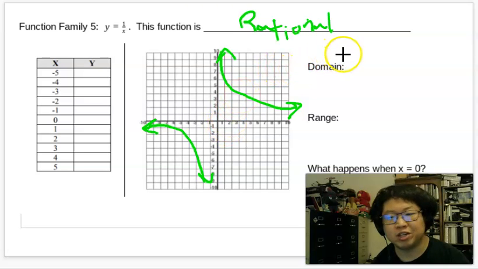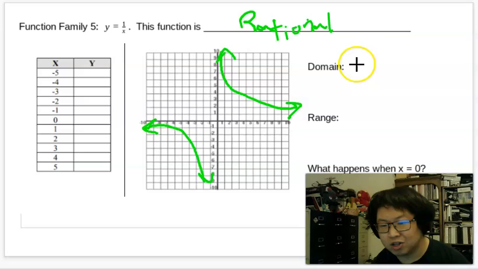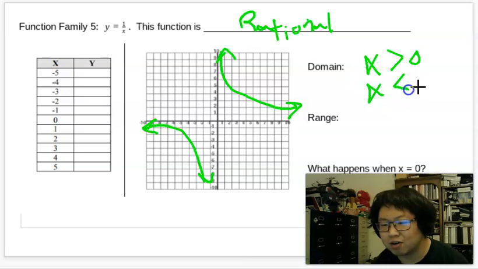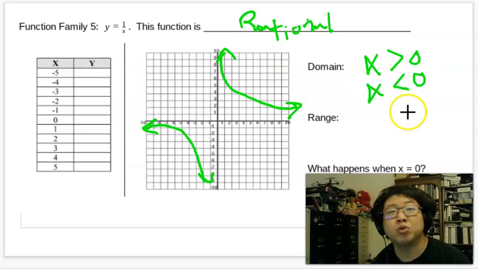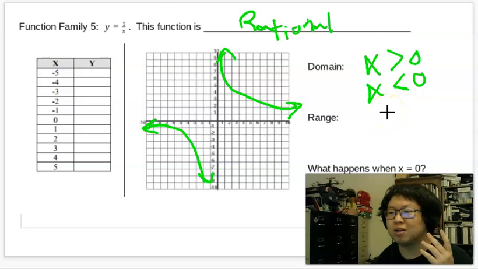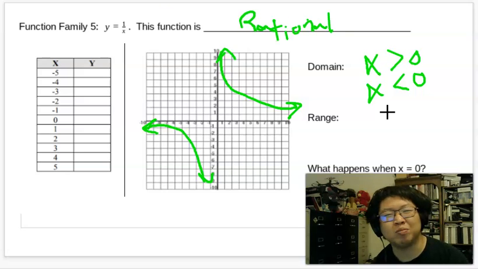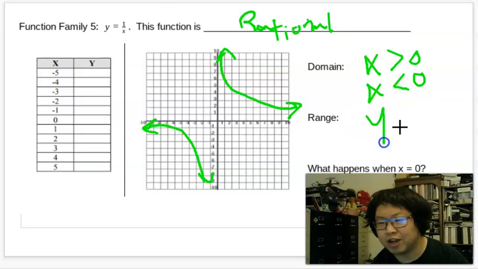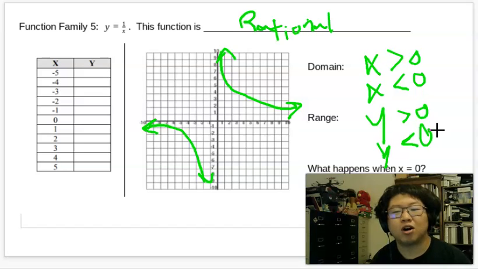What does that mean for domain and range? Well, we can't have 0 at all. So we have to say that x is either greater than 0, or it has to be less than 0. So you have to have two of these things saying that. Same thing for the range. We can't actually have 0 as a y because 1 divided by something can't be 0, no matter how small or how big it gets. So in this case, the range is also y greater than 0 and y less than 0. So those are what we're working with here.